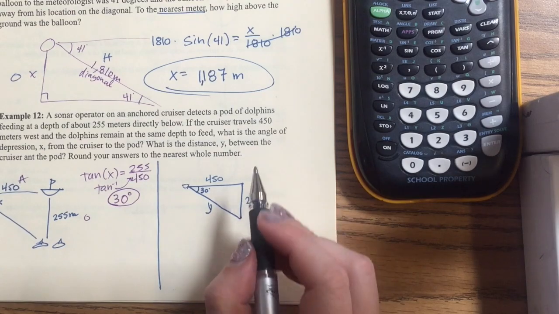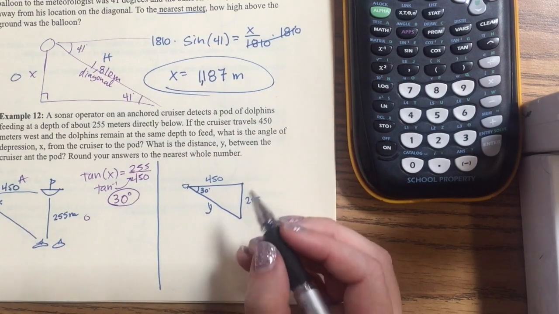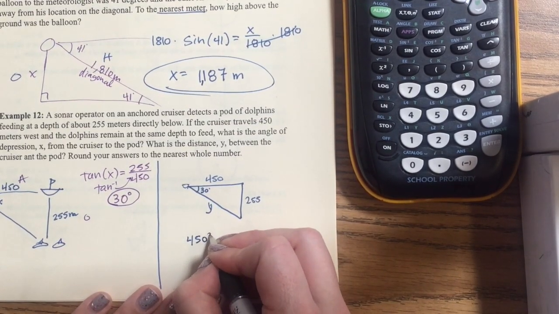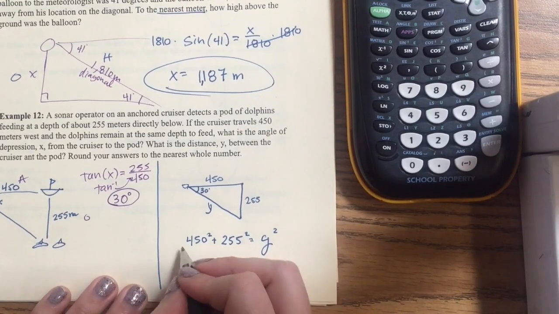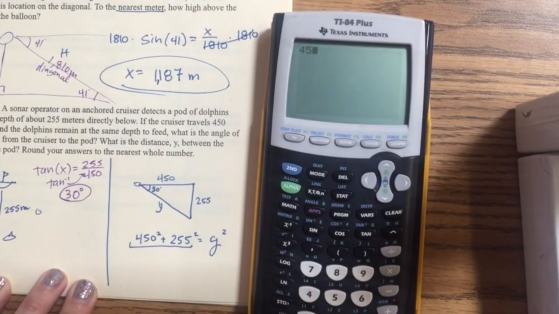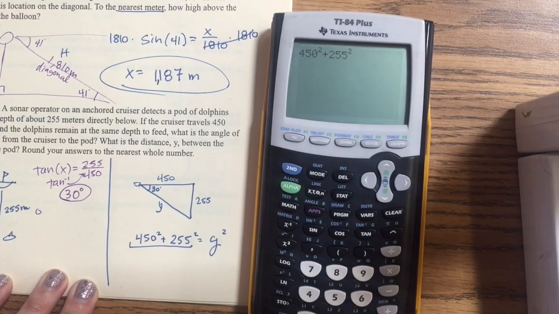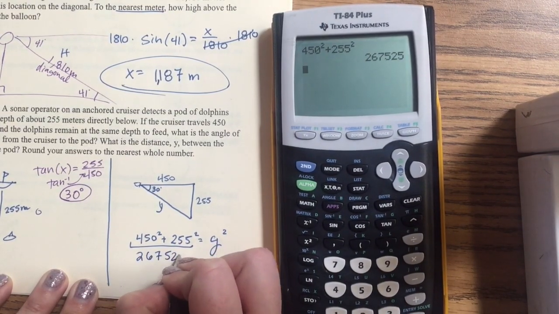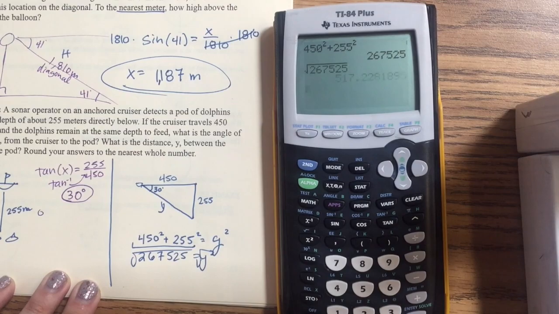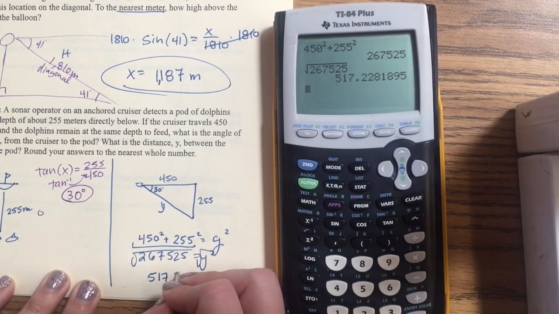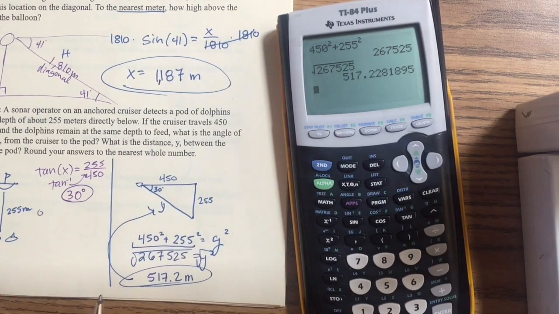There are two ways you could do this. If you wanted to, you could use this angle that you found and do sine, or I could do 450 squared plus 255 squared equals the hypotenuse squared. See what that equals? 450 squared plus 255 squared equals, square root it, so that is how far the boat is on that diagonal to the pod.